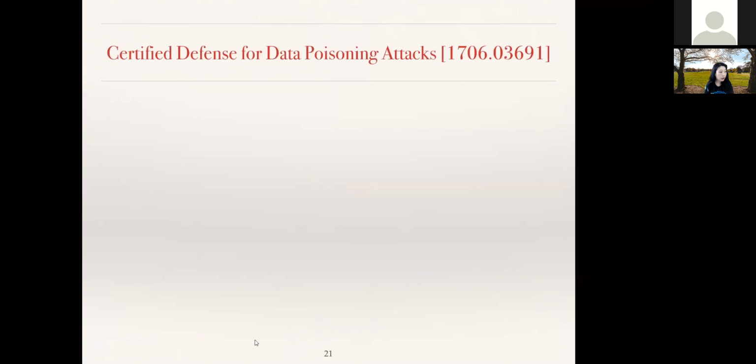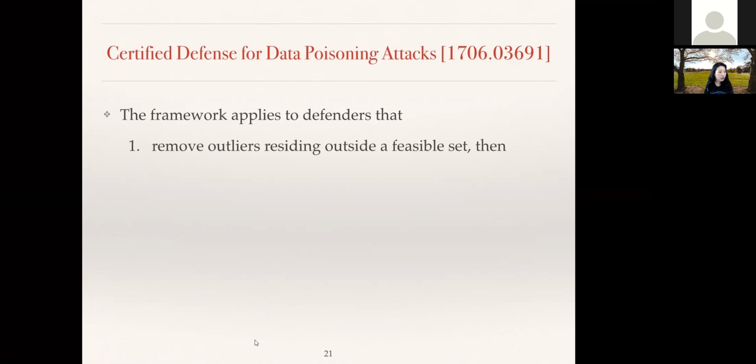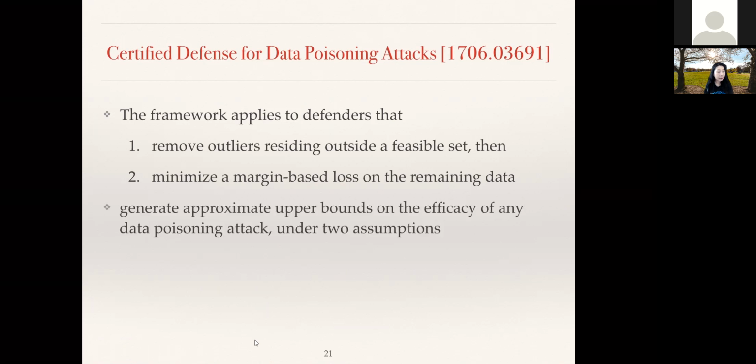So today I will introduce this paper, Certified Defense for Data Poisoning Attacks. I have the arXiv number here, and you should be able to find it online. This is actually a framework that defends by removing outliers residing outside of a feasible set. We'll talk about what a feasible set is. And then it minimizes a margin-based loss on the remaining data.